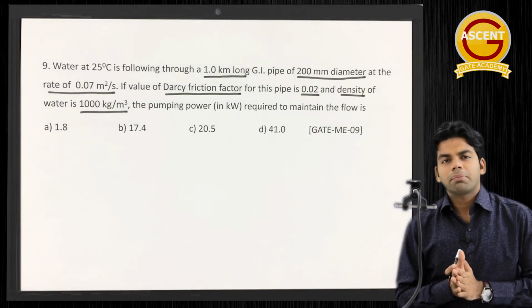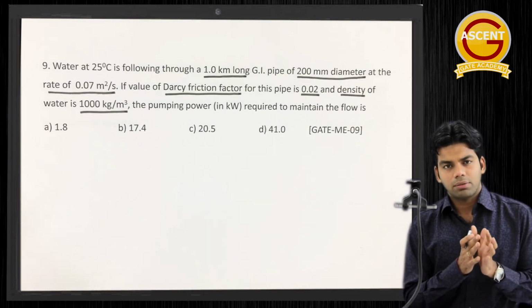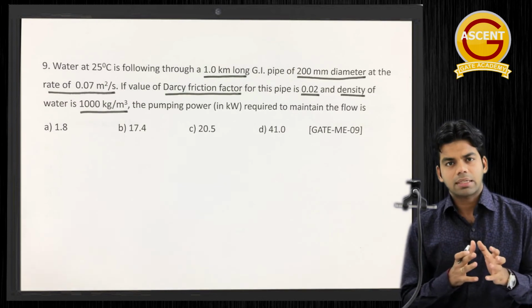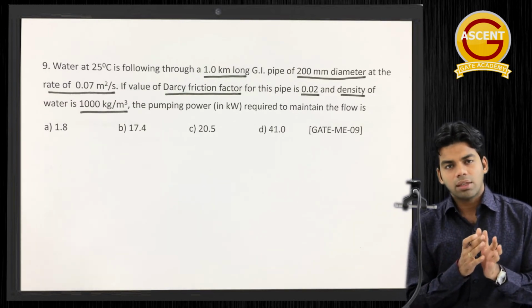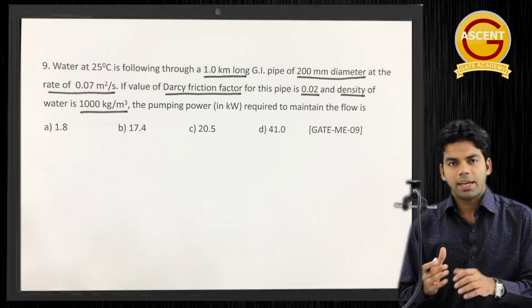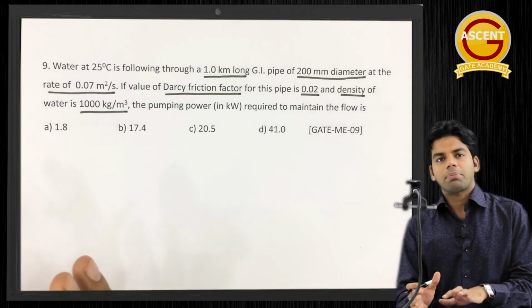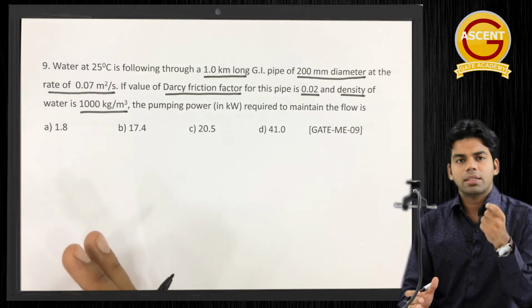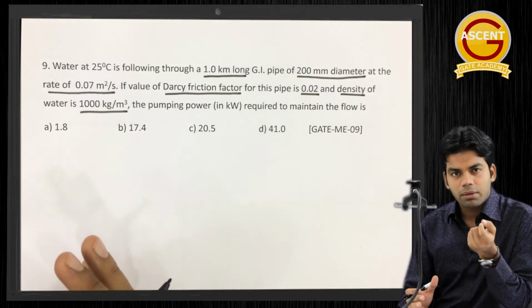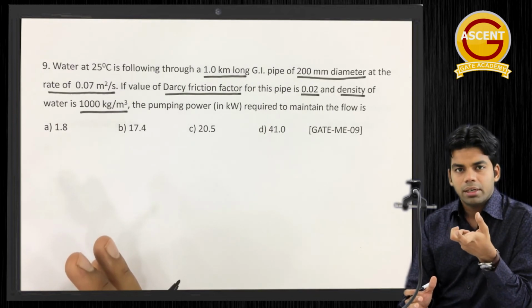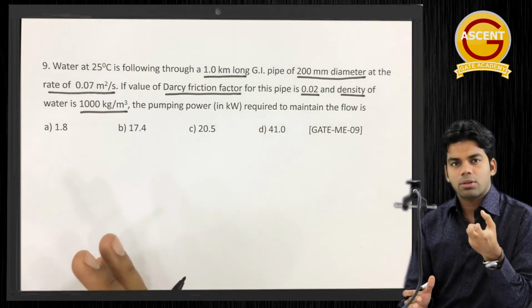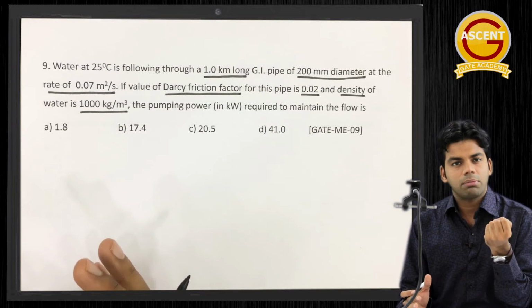Now, why is the pumping power required? Because the water is flowing through the pipe and there is continuous loss of head in the water. So in order to get the water flowing, we will have to apply power. That is known as the pumping power. So how much pumping power is required? The work of that pumping power is to overcome the loss of head. That means whatever head is lost, that much extra amount of power will be provided.